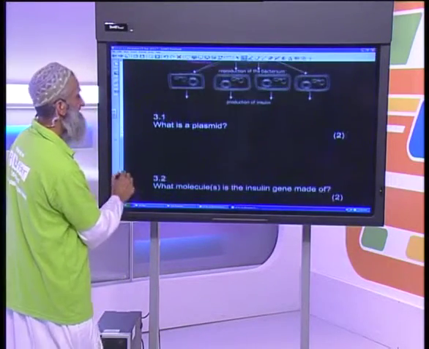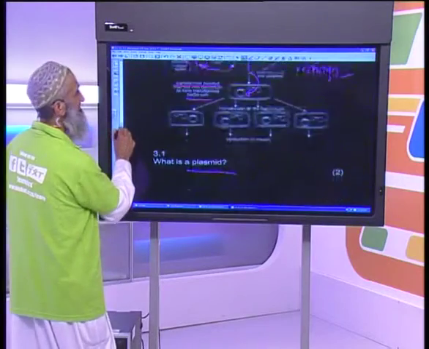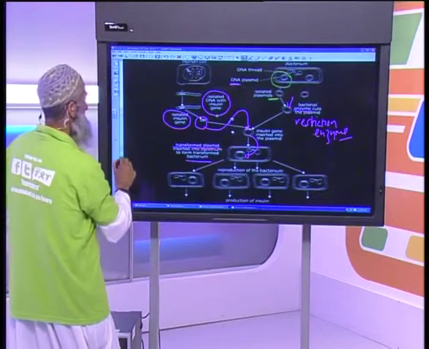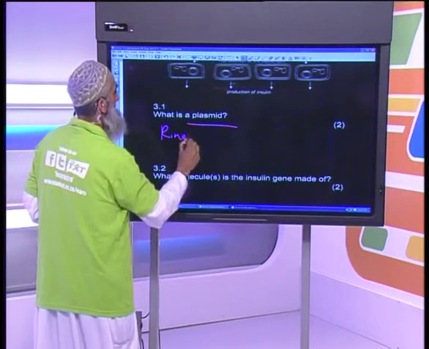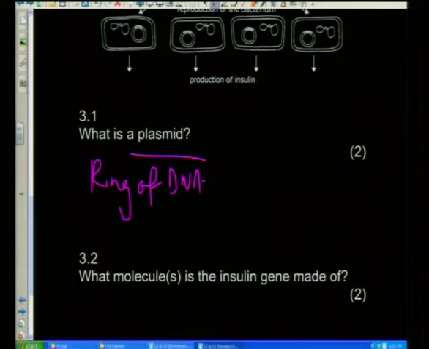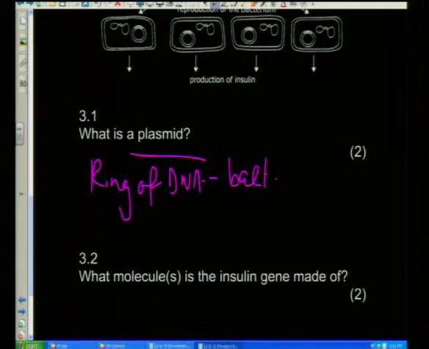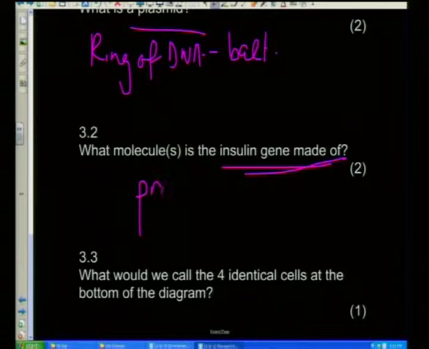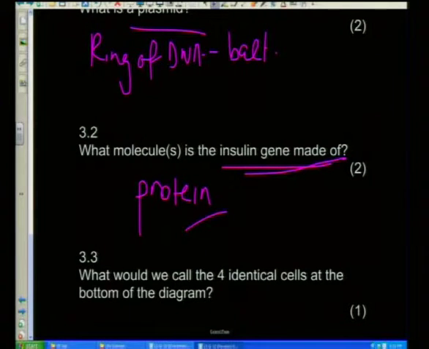The first question here is, what is a plasmid? And obviously the diagram is telling you that. What is a plasmid? It is a ring of DNA found in the bacteria. What molecules is the insulin gene made up of? In this case, obviously these two questions wouldn't come the same in an exam situation. I've taken it from different papers. And we answered that a little earlier, that insulin is made up of protein. The last question gave you that.